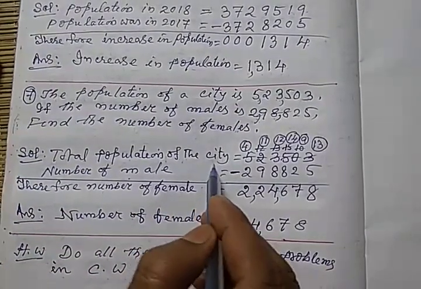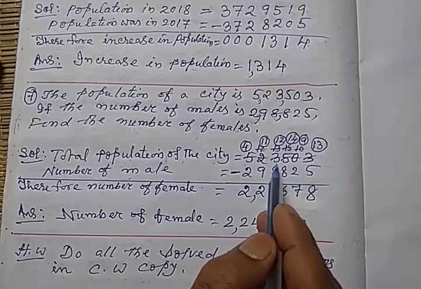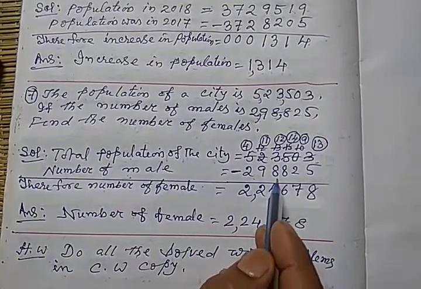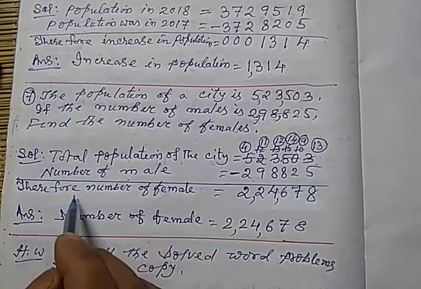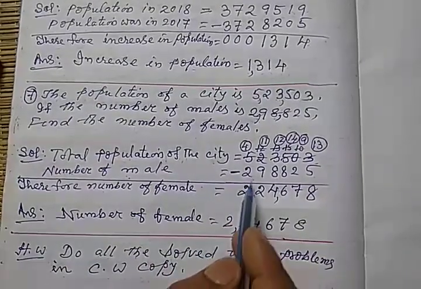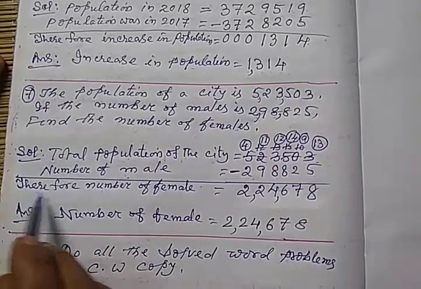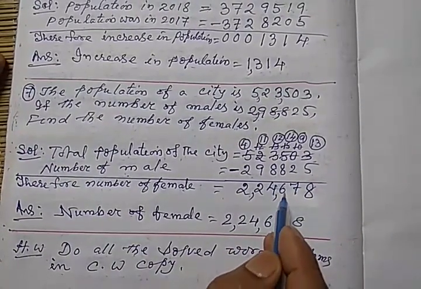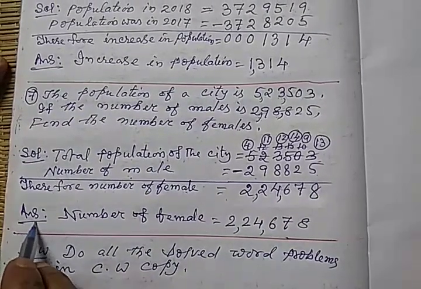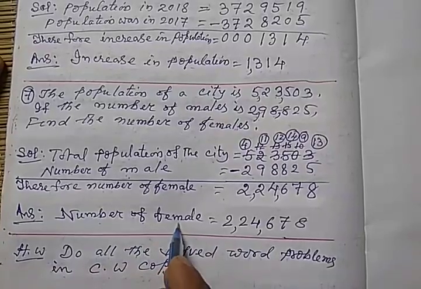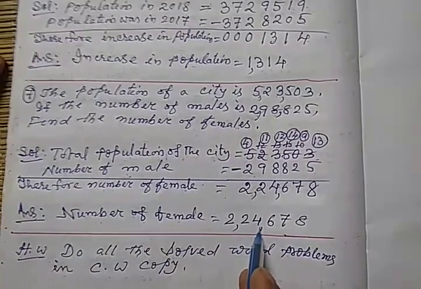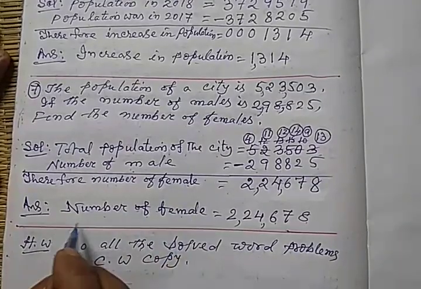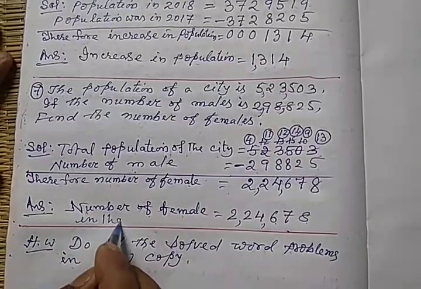Total population of this city was 5,23,503. Number of males equal to 2,98,825. After subtracting these two numbers, we have the female number. Therefore, number of females equal to 2,24,678. Therefore, we can write the answer like this: number of females equal to 2,24,678. You can write here number of females in that city also.